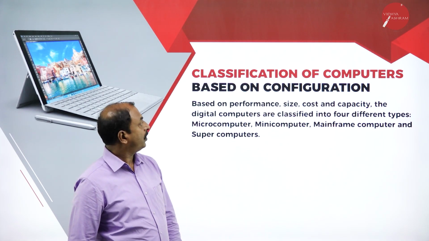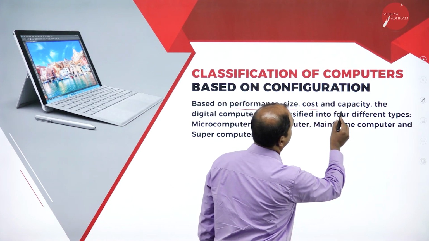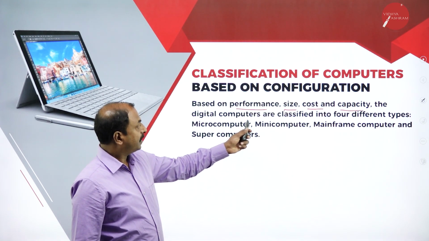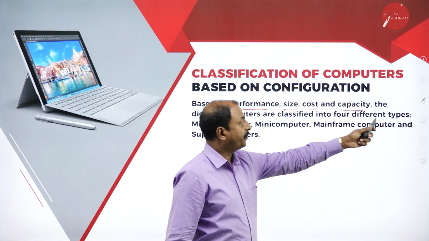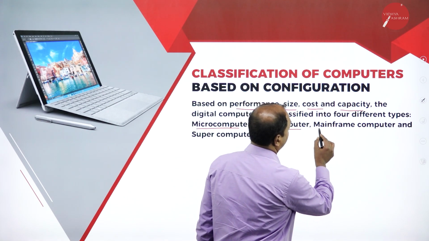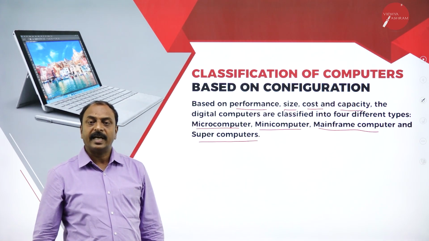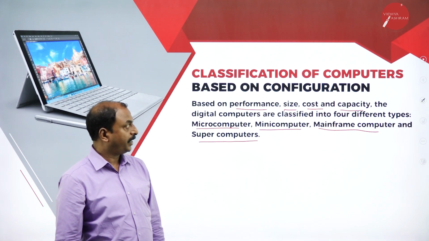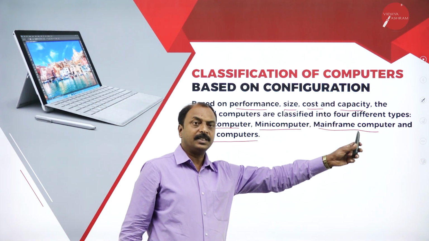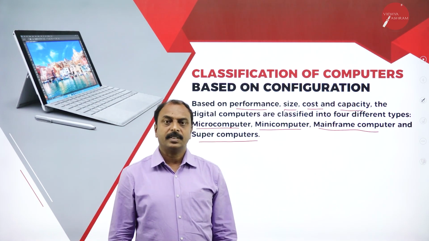So, what is the meaning of configuration? Based on the performance, size, cost, and capacity. So, based on these factors, digital computers are classified into 4 different types. They are microcomputers, mini computer, mainframe computer, and supercomputer. So this is the classification based on the configuration, in the sense performance, size, cost, and capacity. Considering these factors, computers are classified into these 4 types of computers.